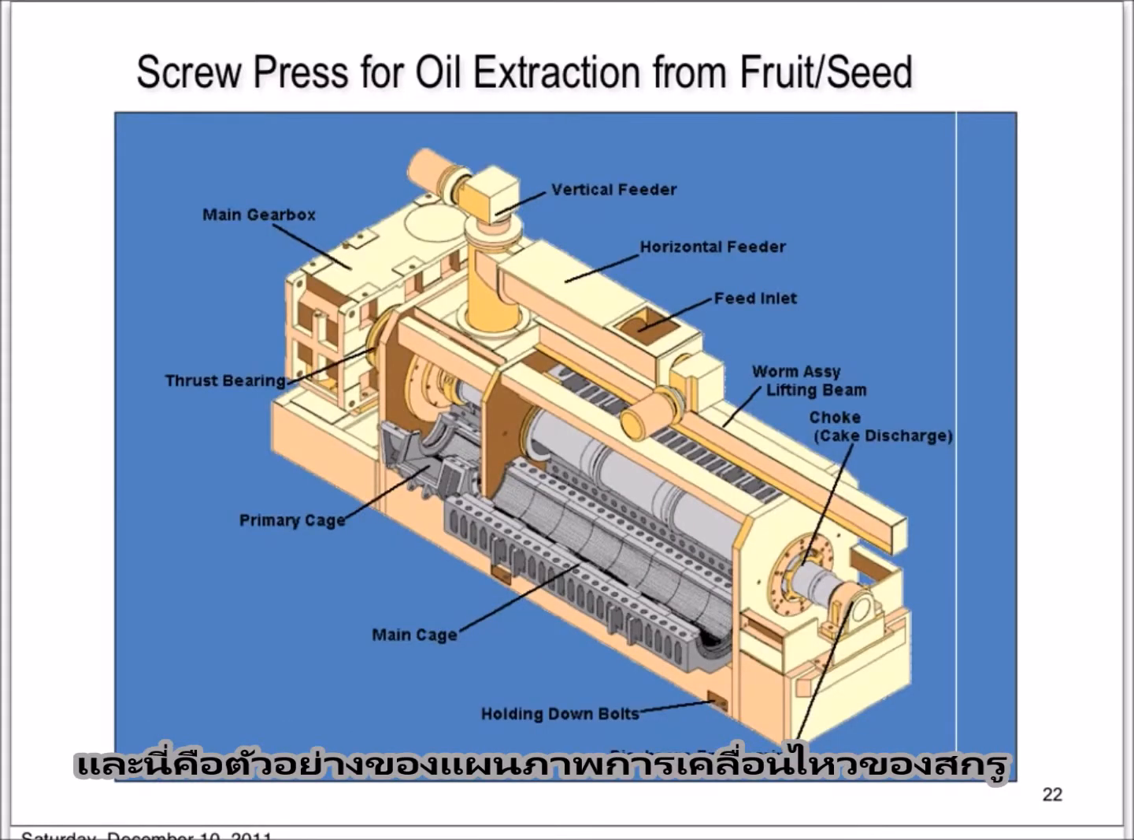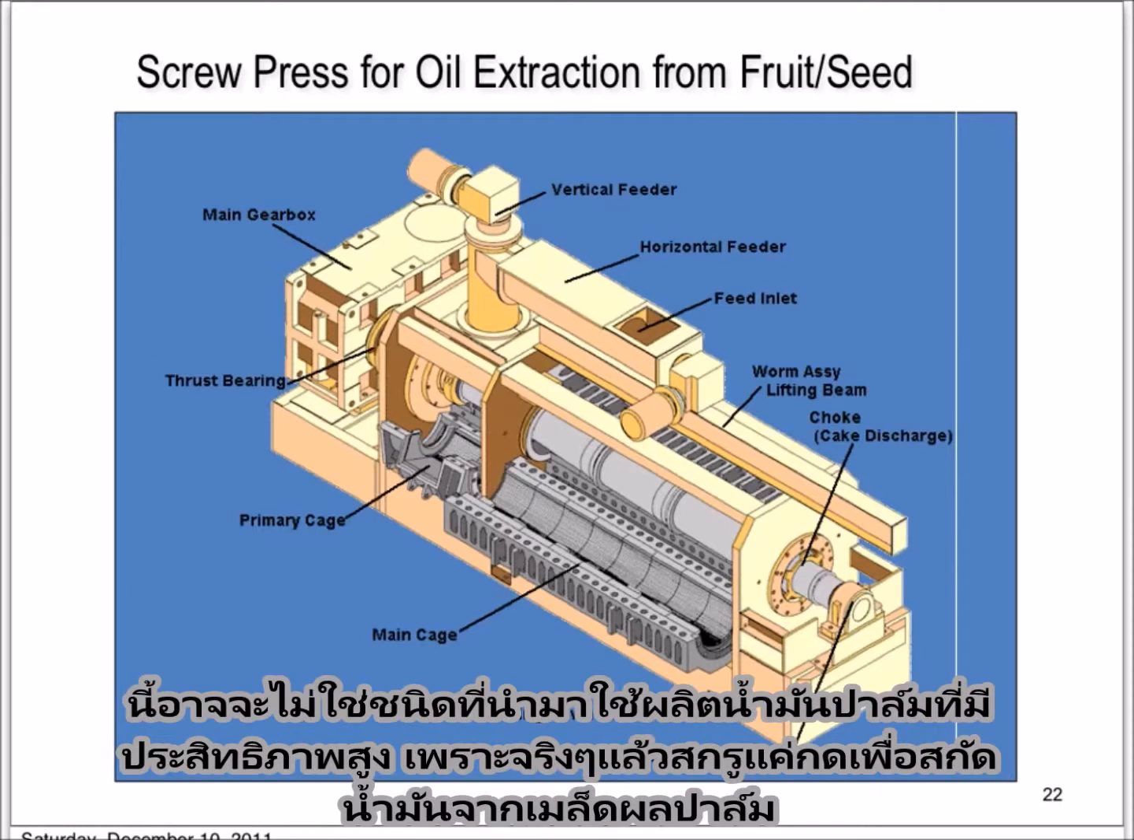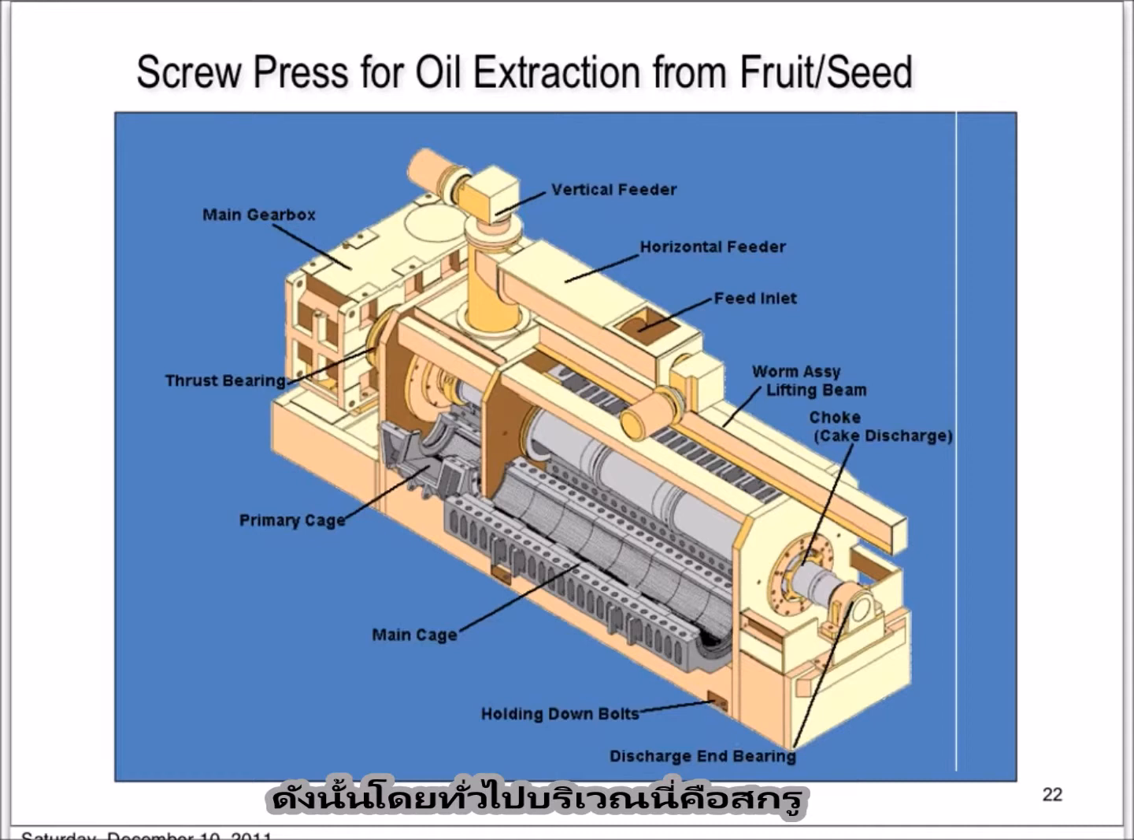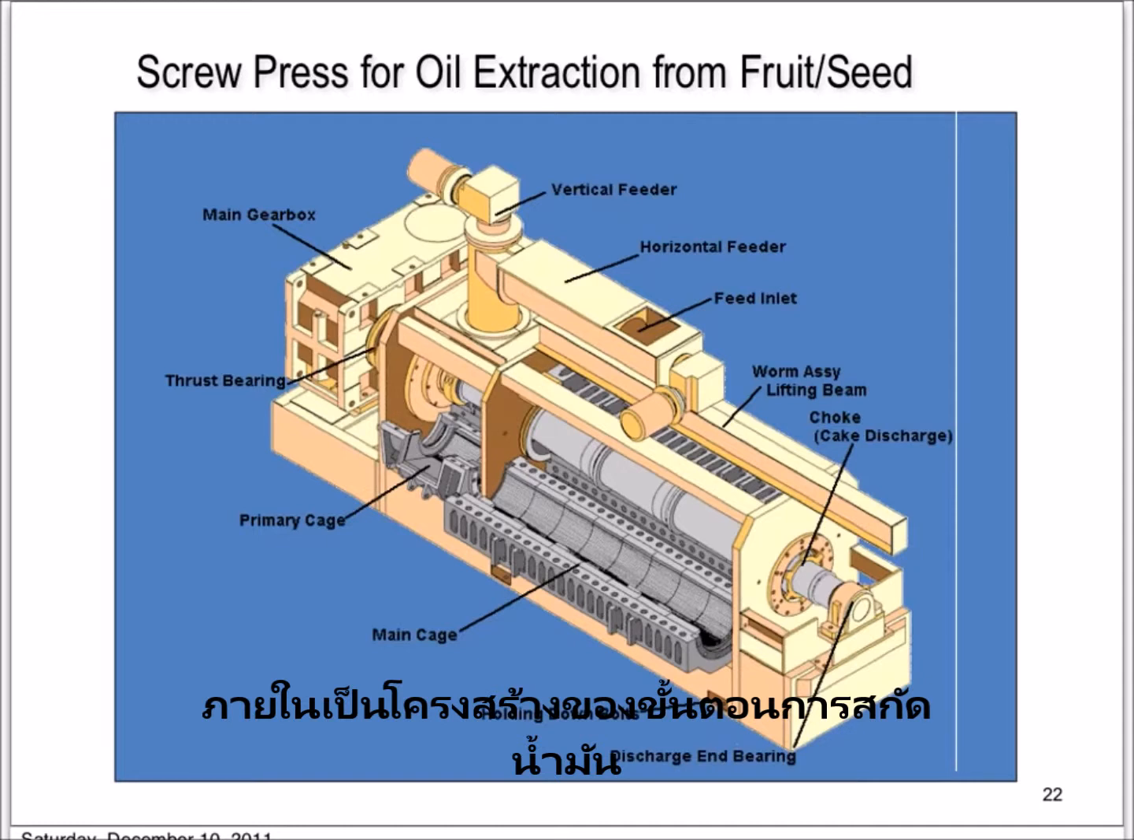And this is an example of the schematic diagram of a screw press. This might not be the same type that we normally use in the extraction of palm oil. In this case, this is actually the screw press for oil extraction from the fruit or from the seed. So basically, it consists of the screw here, and the feed inlet here, and the cage, the metal cage, and the outlet for the oil, and the process of extraction of the oil will occur inside this structure.